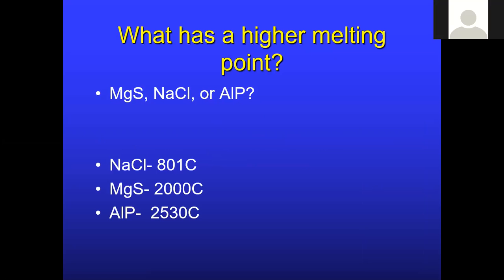So the actual numbers are 801, 2000, and 2530. These have the bigger charges to one another, so the melting point is the highest. They have the strongest bond. AlP has a stronger bond than MgS, which has a stronger bond than NaCl.